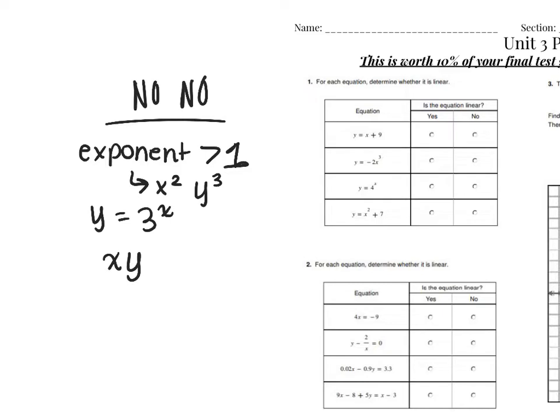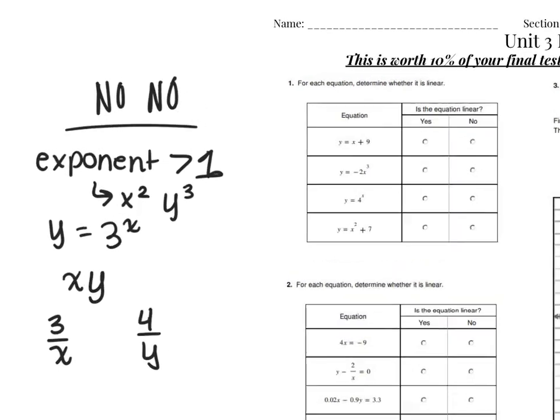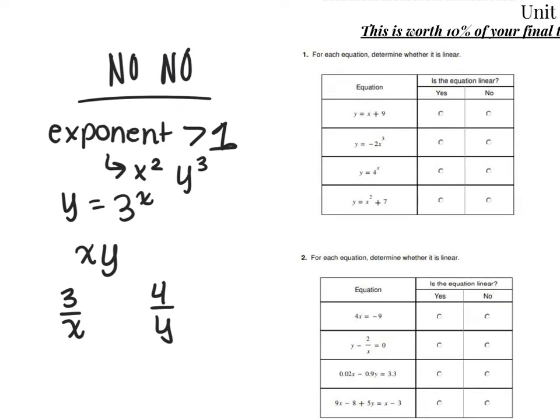And then lastly, we can't have our variables in the denominator. So no 3 over x or any number over x or any number over y. We cannot have this. So if we look at number 1 here, it says y equals x plus 9. I don't see any exponents, I don't see any variables being multiplied together, and I don't see any fractions. So yes, this is linear.